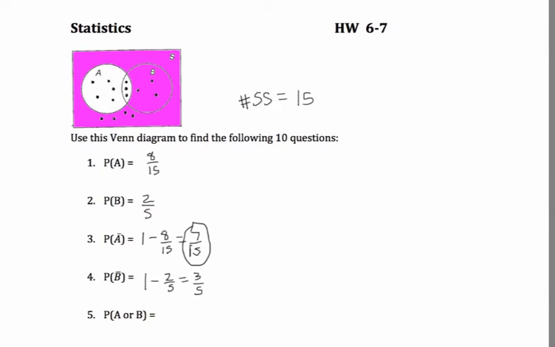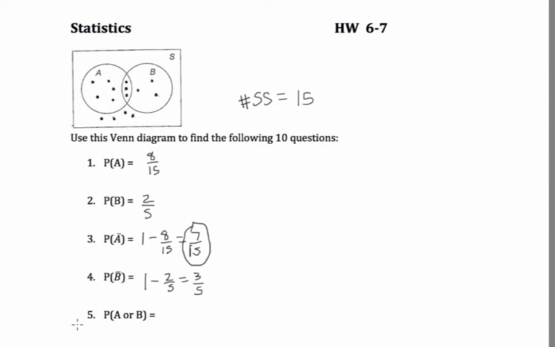The other way to do that is to highlight all the things that are not B. Okay, there's the circle B. There's the highlighted portion that's not circle B, so count them up. 1, 2, 3, 4, 5, 6, 7, 8, 9. That's 9/15, which reduces to 3/5. Again, either way, 3/5. Okay.